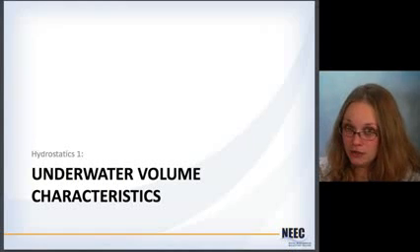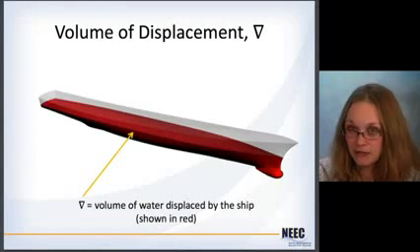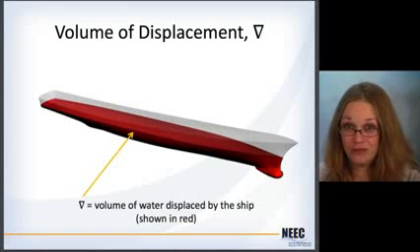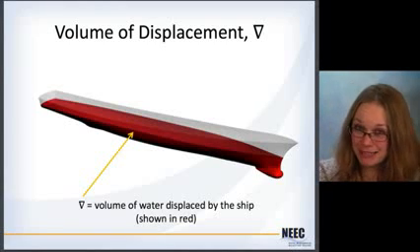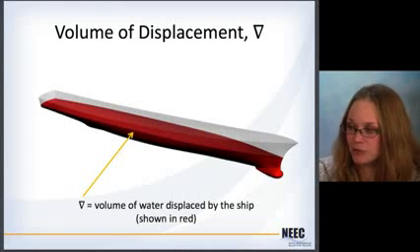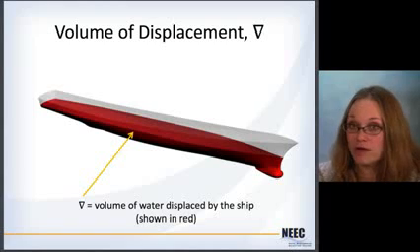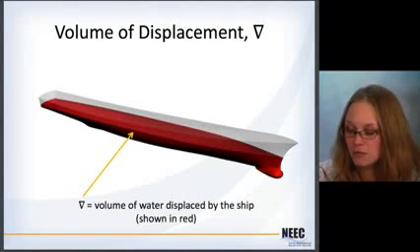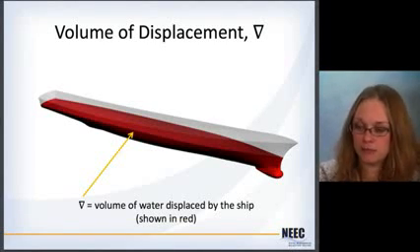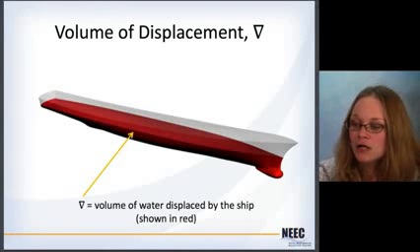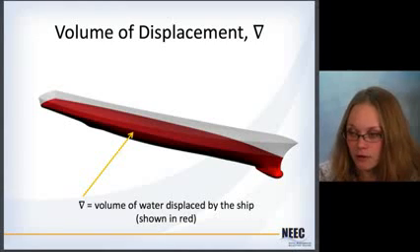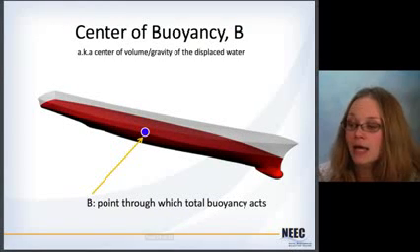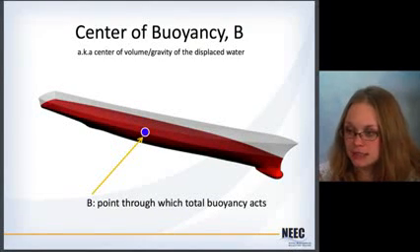Okay. Moving on to the underwater volume. Definition here. Because we use V later on for velocity, we had to come up with something different to talk about volume, and so this is what we use this triangle for. You may have seen it as a gradient symbol in math class, but here we use it as the volume of water that's displaced by the ship. So it's that part shown in red. So you can see that it's not the entire volume of the hull; it's just the part that is underneath the water. The center of this volume is the center of buoyancy.